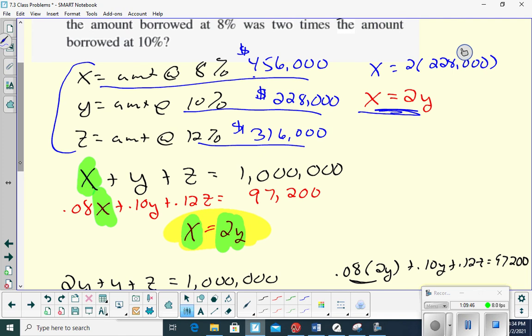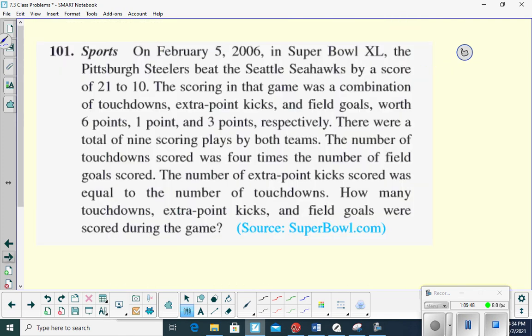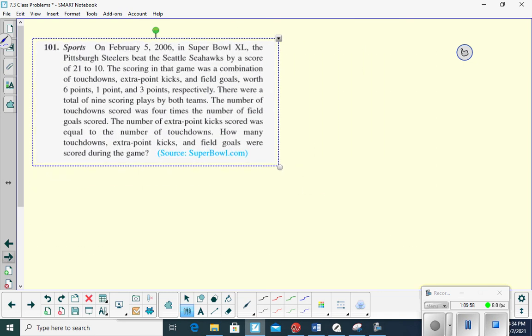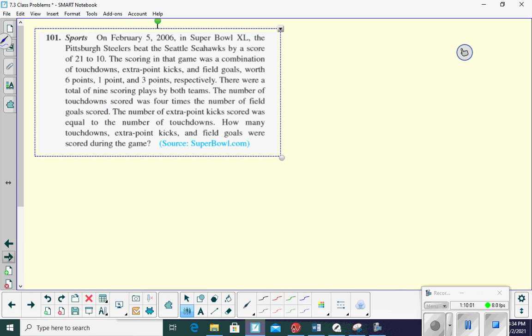Okay, the last one's a little football problem. Of course, I had to put this on here because it was the Pittsburgh Steelers beating the Seattle Seahawks. So I have this football game on February 5th, 2006, and Pittsburgh wins 21-10. And then they want me to figure out... Now I know I can Google and look up how many touchdowns there were, but that's not the point. The point is trying to figure out how to do the problem.